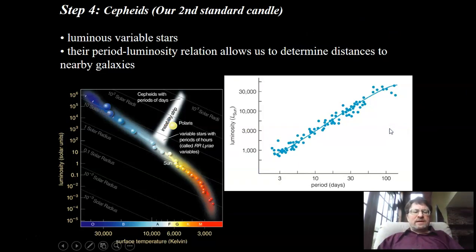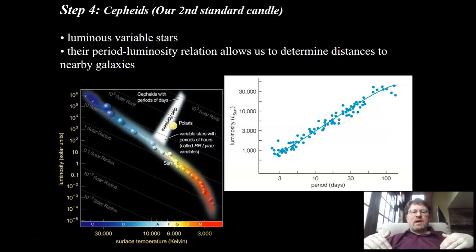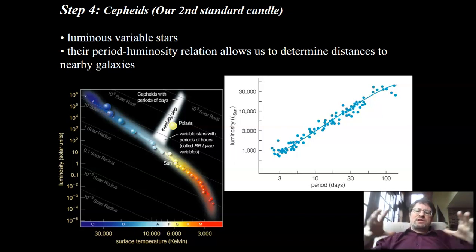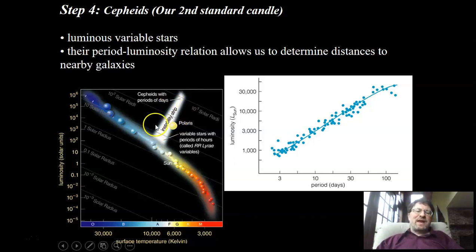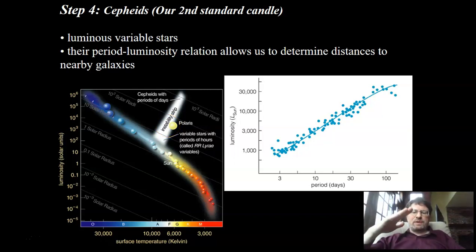Step 4 is the Cepheid variables. And this is the second of our standard candles that we'll discuss. Cepheid variables are stars that oscillate. And as they oscillate, their brightness changes. They lie in a Hertzsprung-Russell diagram along this instability strip. And perhaps the most famous of all the Cepheid variables is good old Polaris, the North Star. It changes in its brightness over time, and with a well-defined periodic relationship.